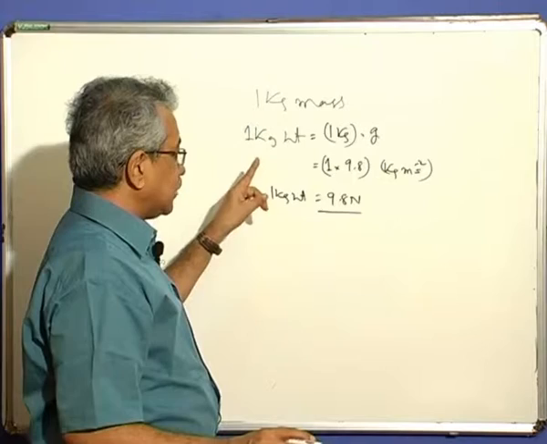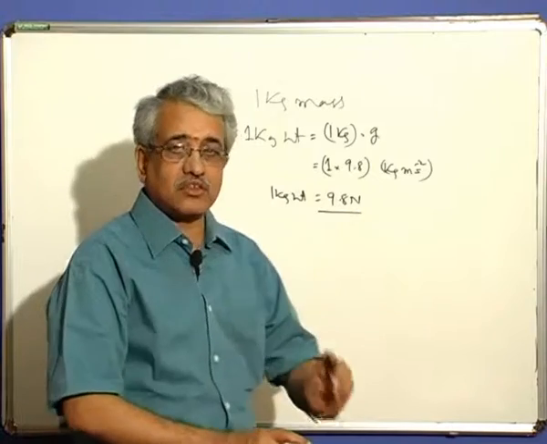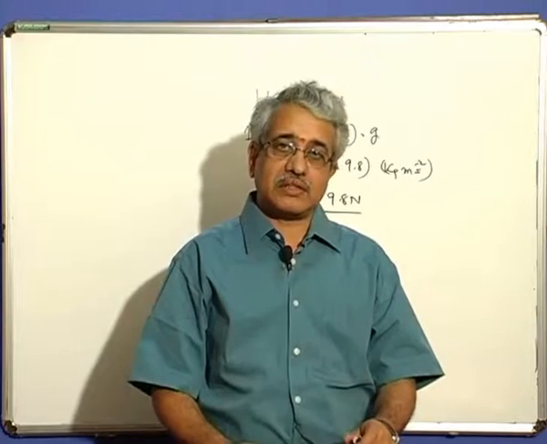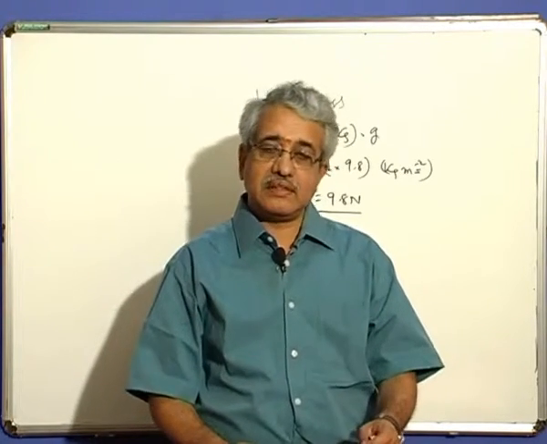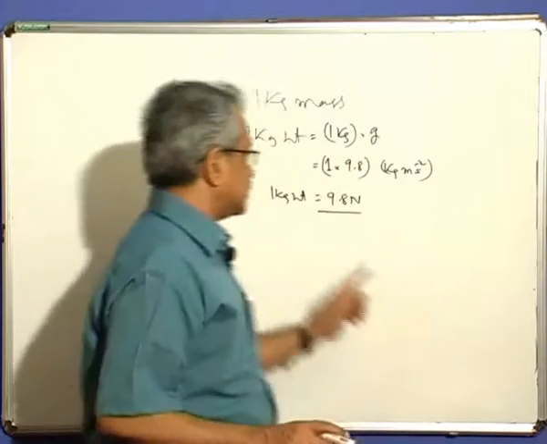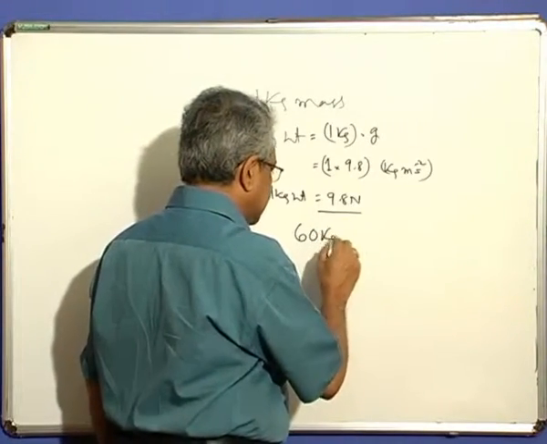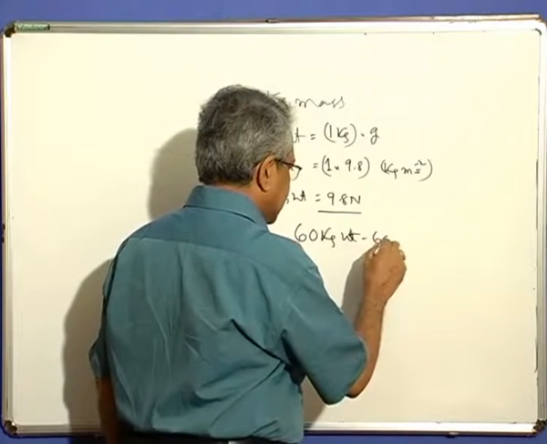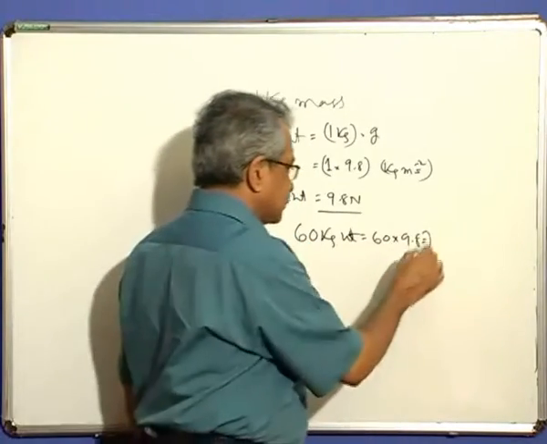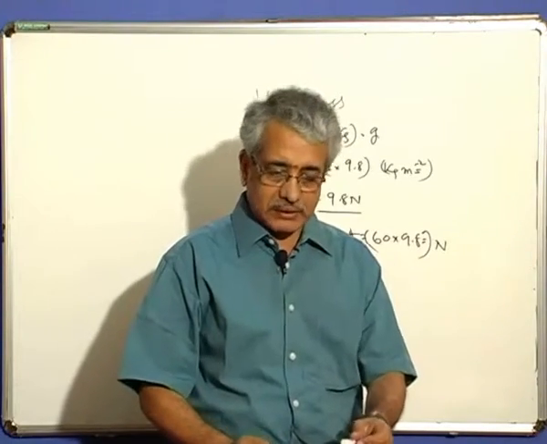So weight is always a force to be expressed in Newtons. That's why, if somebody asks what your weight is, you should not say, strictly speaking, that I am 60 kg. You should say, I am 60 kg weight. Kg weight can be called a unit in a way. 1 kg weight means 9.8 Newtons. If you say you are 60 kg weight, it means it is equal to 60 kg into 9.8. You have to work that out and then say so many Newtons we have. So weight is always expressed in Newtons.